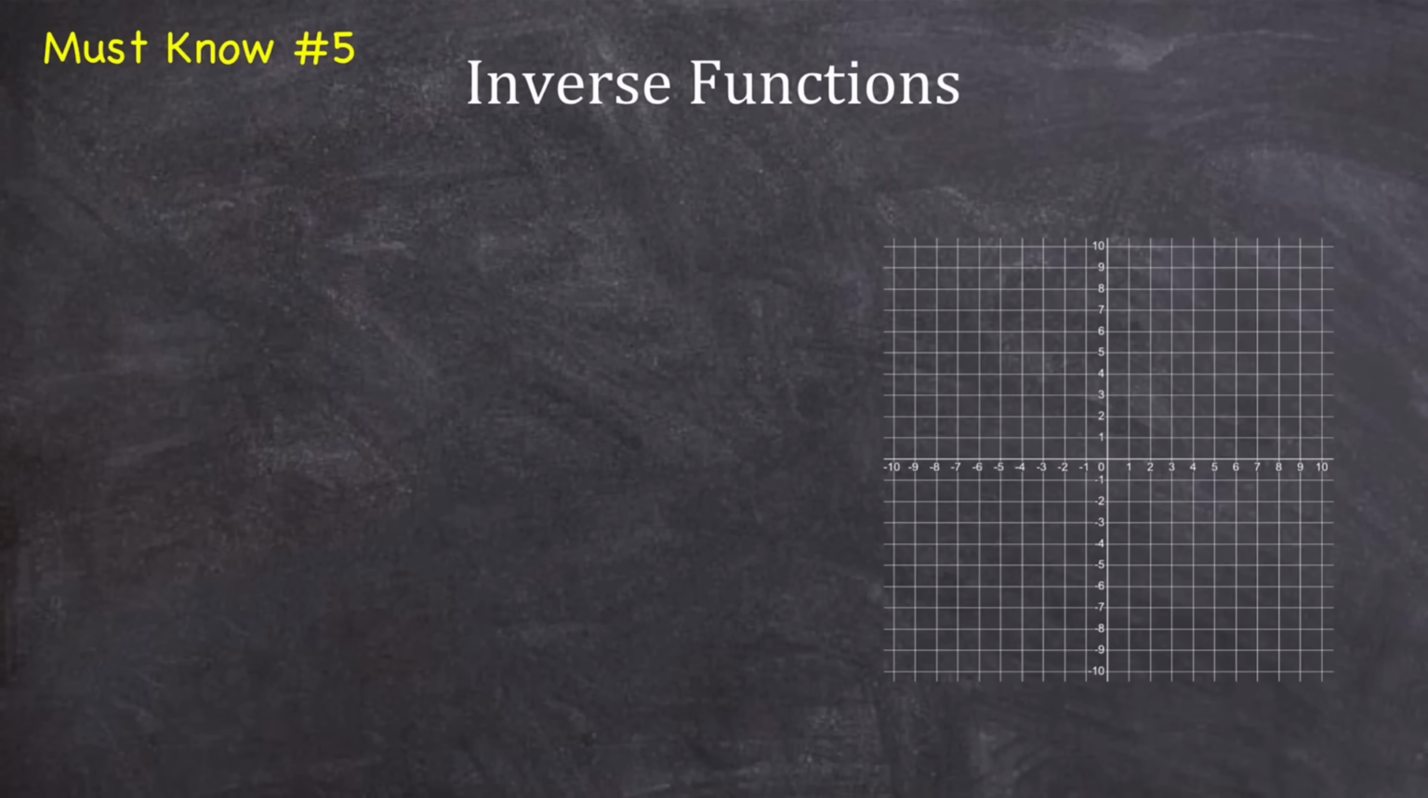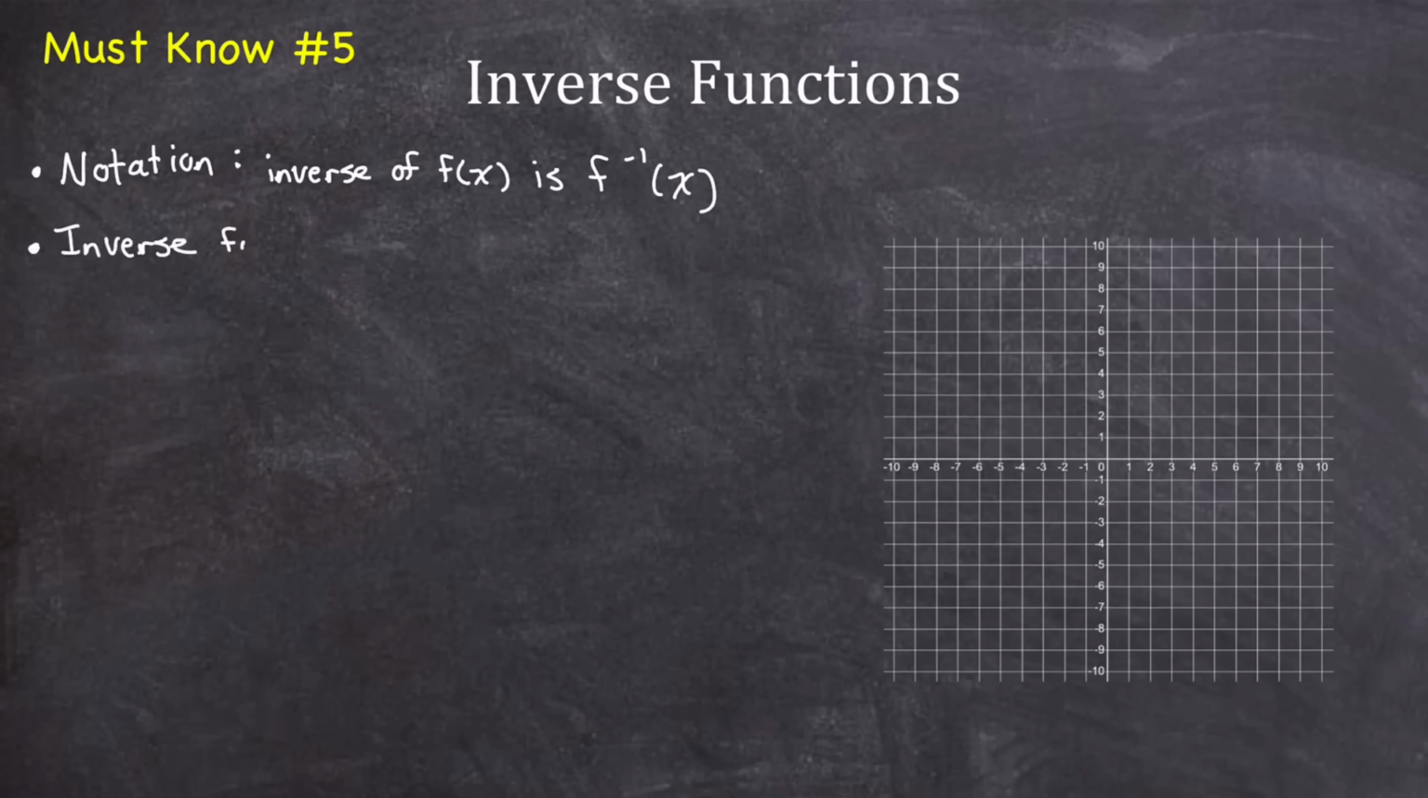Must know number 5, the inverse of a function. Let's start with the notation. The inverse of f of x is written like this, where this -1 is not an exponent. It doesn't mean to the power of -1. It's not the reciprocal of f of x. It's the inverse of f of x, where an inverse function reverses another function.